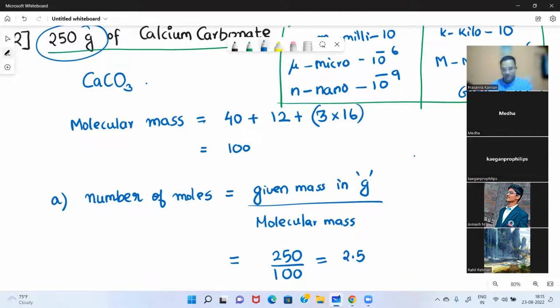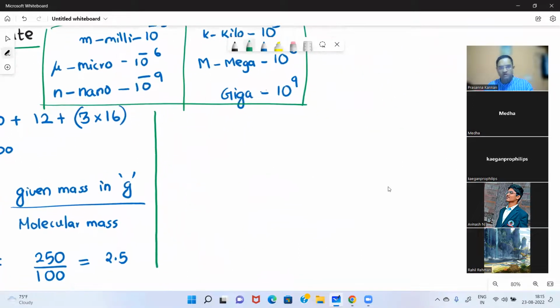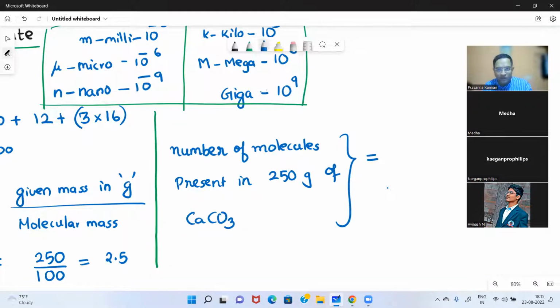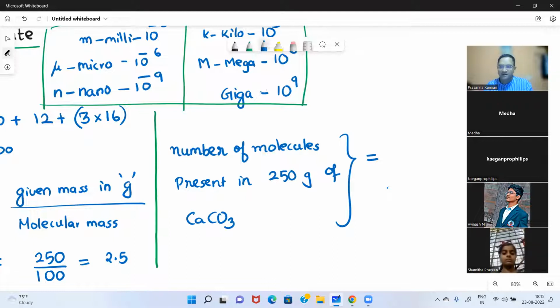Number of moles. The second part of the question is the number of molecules. How many molecules are there in 250 grams of calcium carbonate? So first step is you find the number of moles. Then you can find the number of molecules present in 250 grams of calcium carbonate. I have told you the formula. How do you find the number of molecules? It is number of moles multiplied by the Avogadro number.